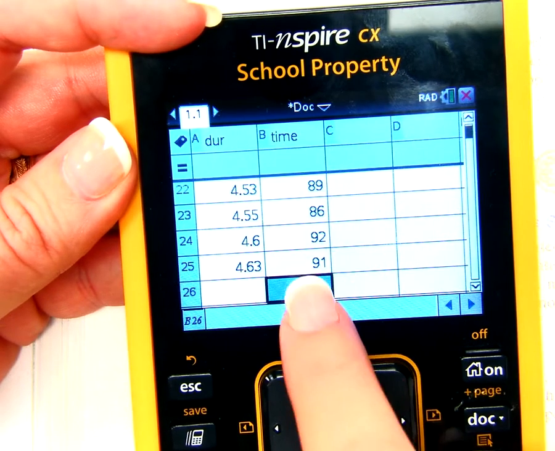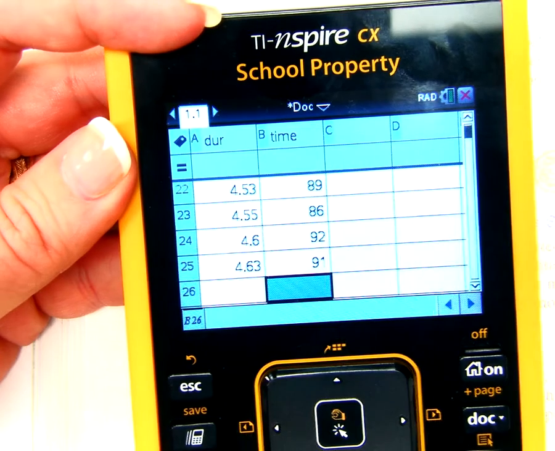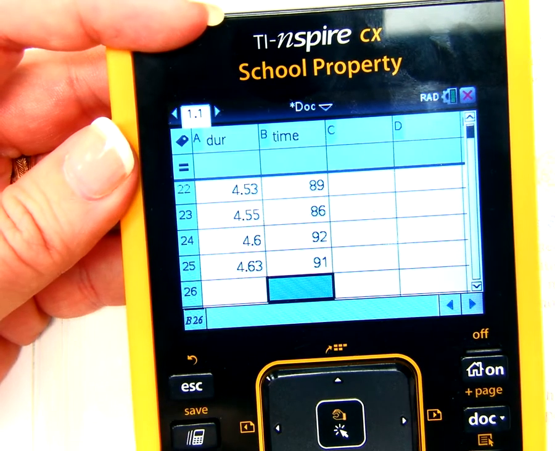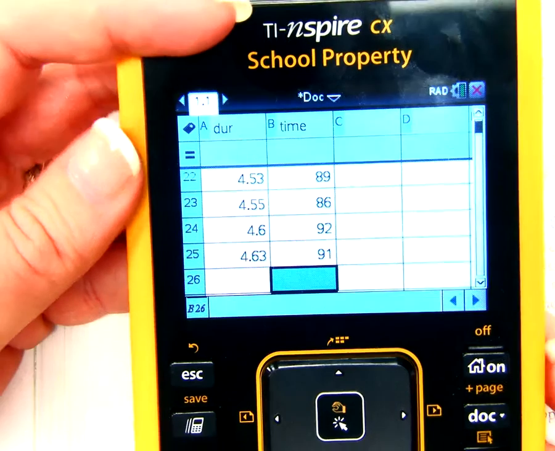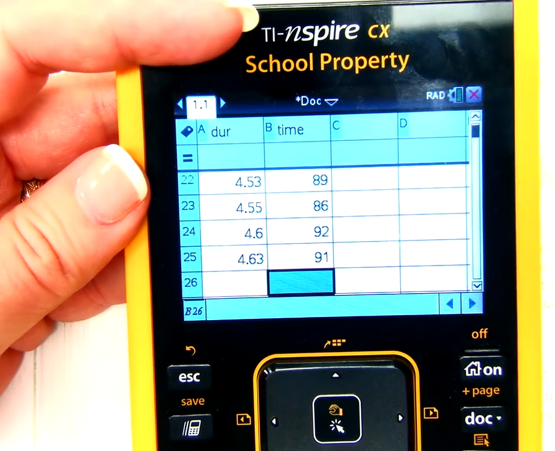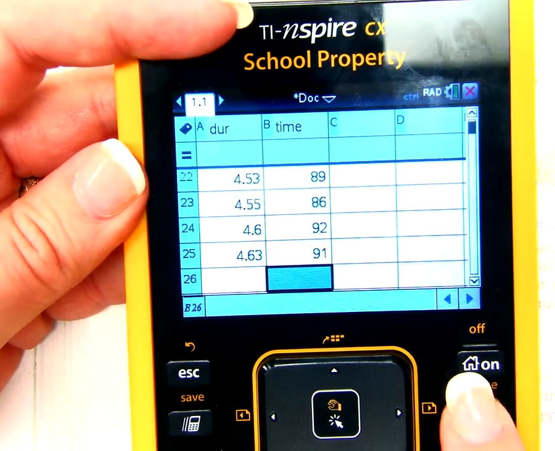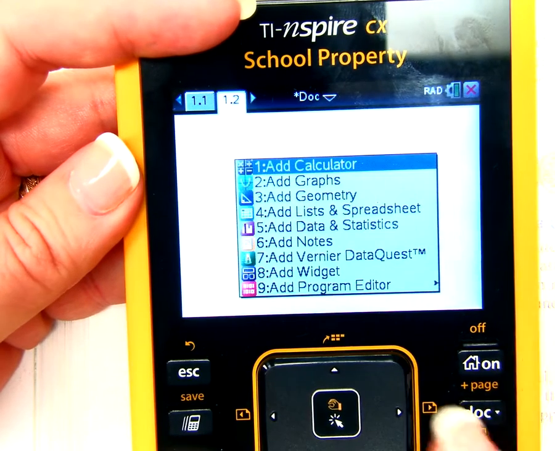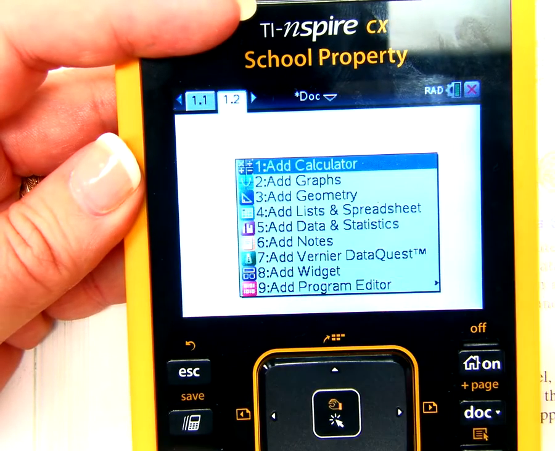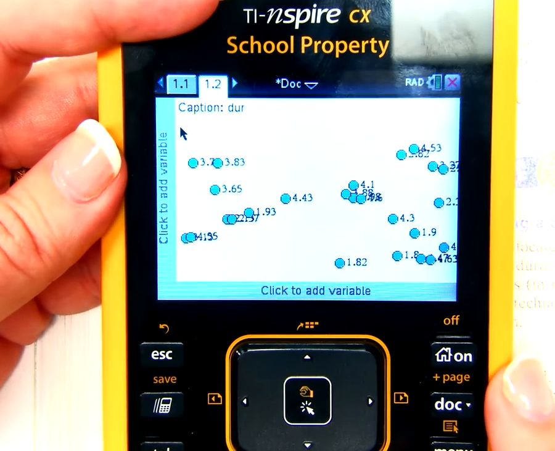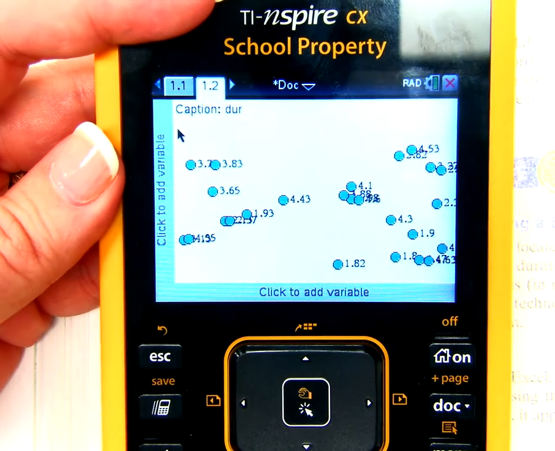If I leave it there without hitting enter, all of my other stuff is going to be messed up, and I don't want that. Okay, so here's the deal. I want to go look at this. It's not necessary right now, but I'm just curious. Okay, so what I want to do is control doc to add a page. I want to add a page that is a data and statistics page. And if I was a betting woman, I would bet you that our graphs don't look the same right now.